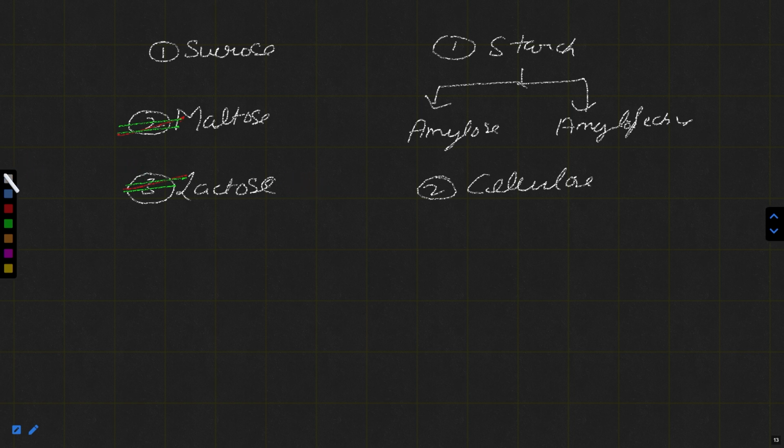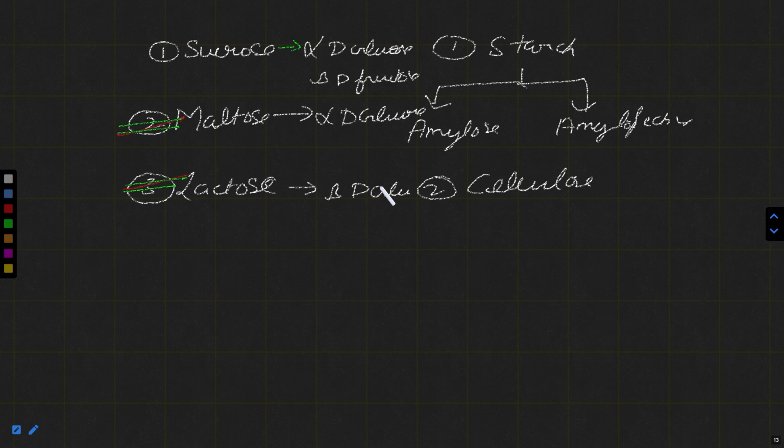Now if I talk about the units, the monosaccharide units that make up sucrose are alpha D glucose and beta D fructose. What is maltose made up of? It is made up of 2 alpha D glucose. Lactose is made up of beta D glucose and beta D galactose.